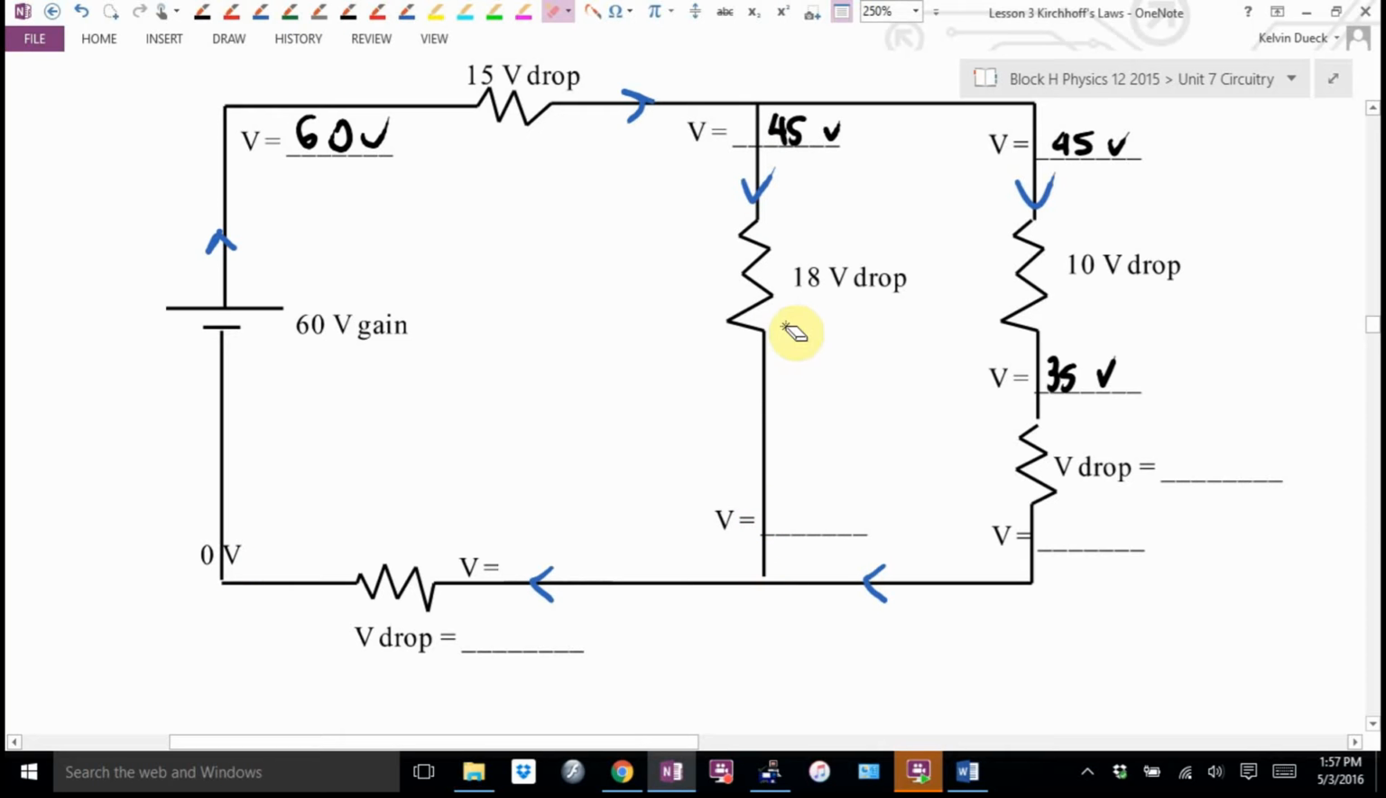You ready? How many volts high? How many do I lose? Leaving. How many volts high? How many volts high here? What must I have lost here?